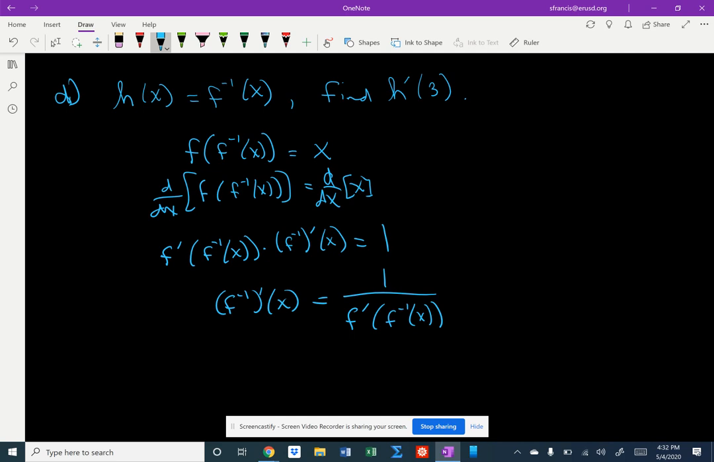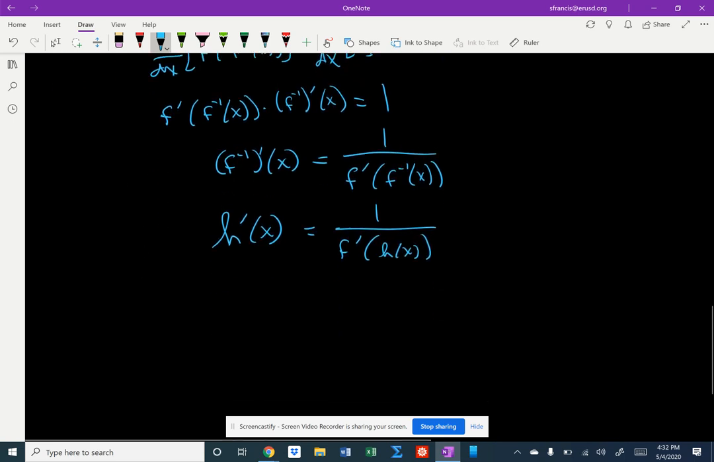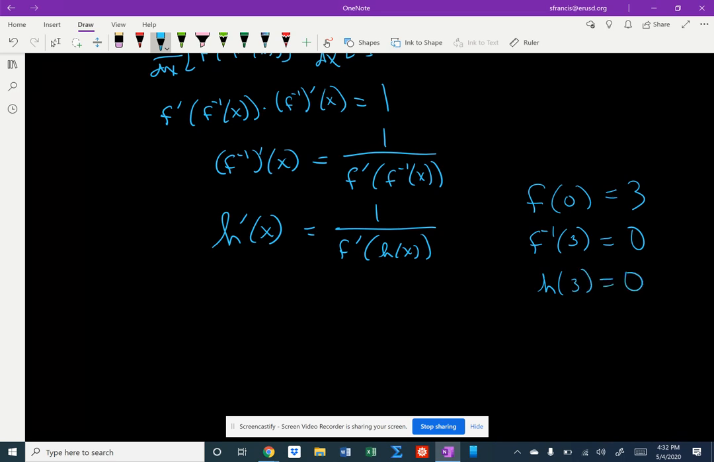So to calculate this, now remember f inverse is really just h. So this is really just h prime of x, which is going to be 1 over f prime of h of x. So they told us that f of 0 is 3, so that means f inverse of 3 is equal to 0. Because remember, a function and its inverse, we switch the x's and the y's, we reverse the order of the coordinates. So that means that h of 3 is equal to 0.